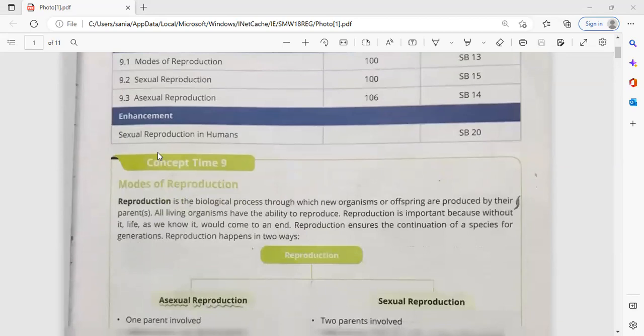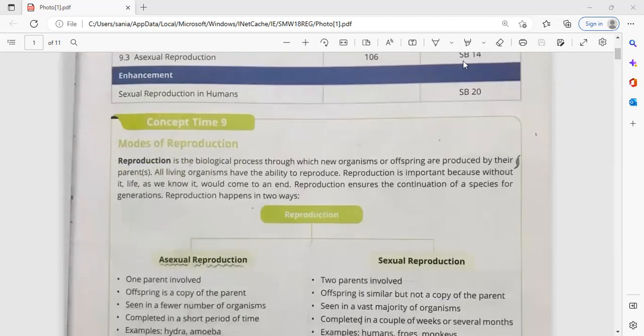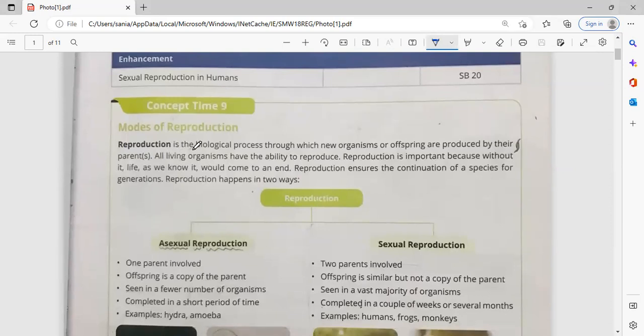Okay, so let's just start. First of all, modes of reproduction. First of all, you should know what reproduction is. Reproduction is the biological process through which new organisms or offspring are produced by their parents.